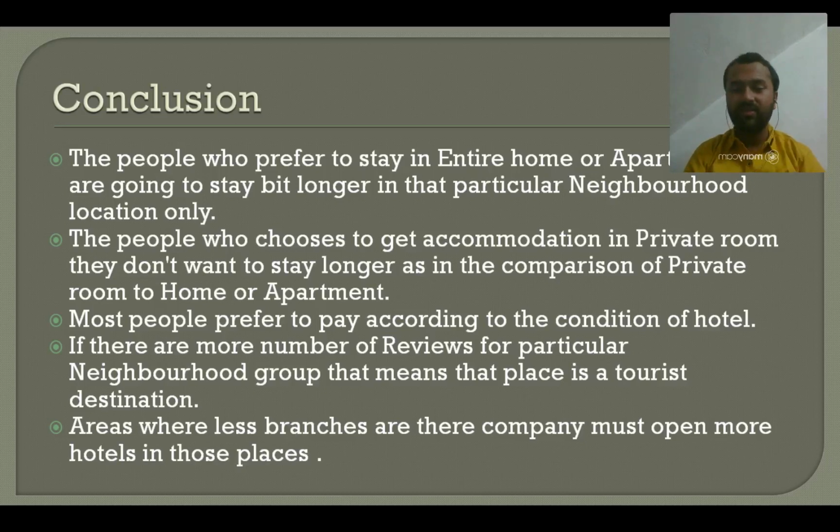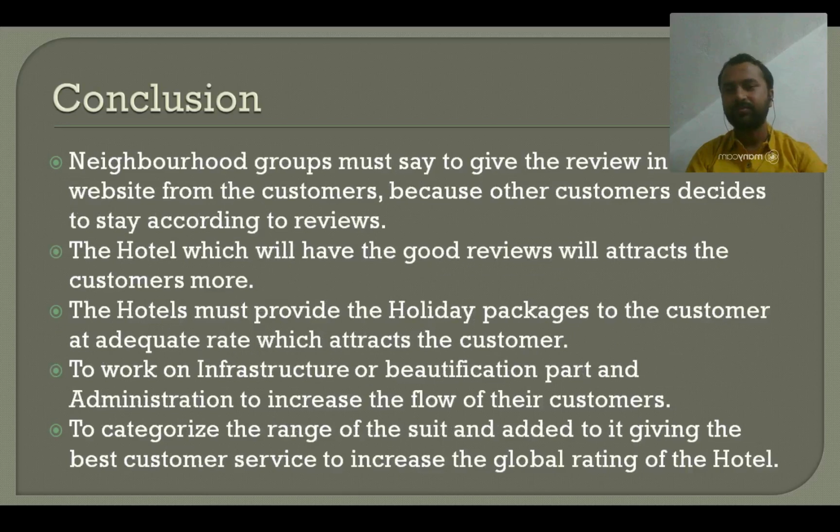Moving to the next, if there are more reviews for a particular neighborhood group, that means that place is a tourist destination, because the flow of customers will be very high in that place. Next, in areas where fewer branches are there, the company must open more hotels. I already listed that Staten Island has the least number of branches, so the company must open more rental places there. Next, neighborhood groups must ask customers to give a review on their website, because other customers decide where to stay according to the reviews.